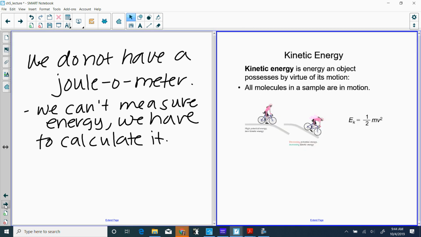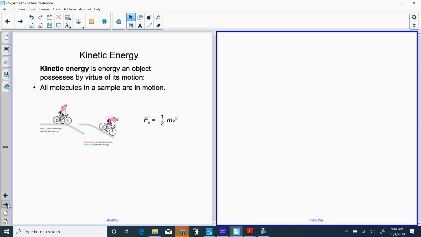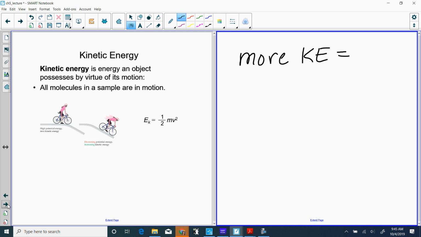All right, so kinetic energy is the energy of movement of molecules. We can calculate kinetic energy in physics. In chemistry, we don't have to actually calculate, okay? It's going to be 1/2 times the mass times the velocity squared. The more kinetic energy something has, that means that it's at a higher temperature. The molecules are moving faster. They have more kinetic energy. The temperature is higher.